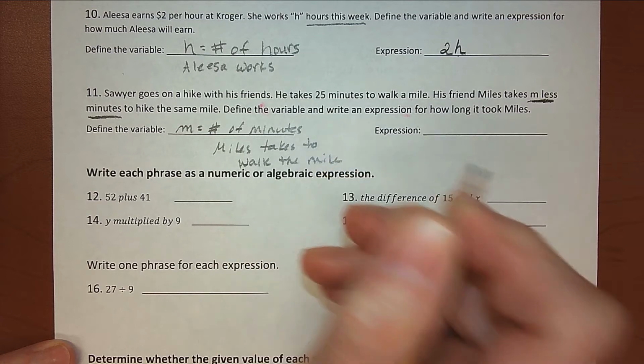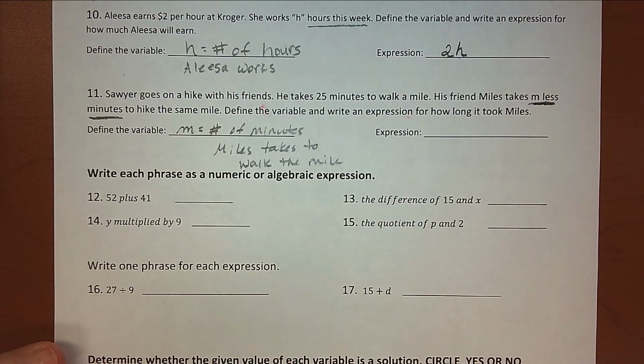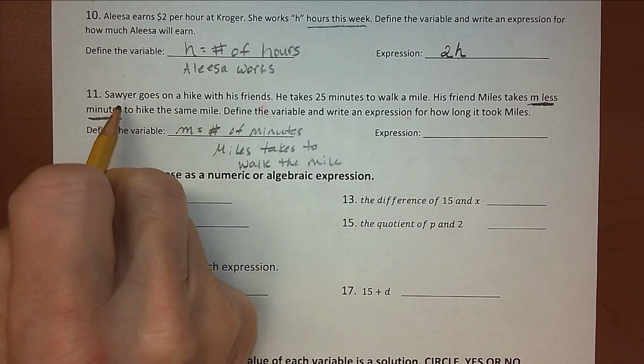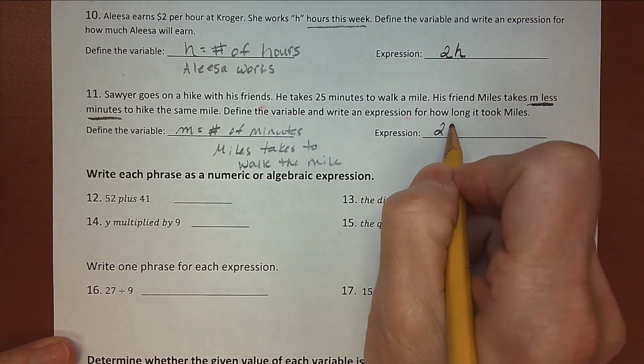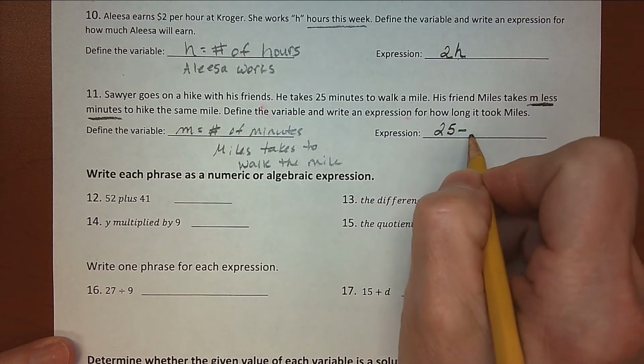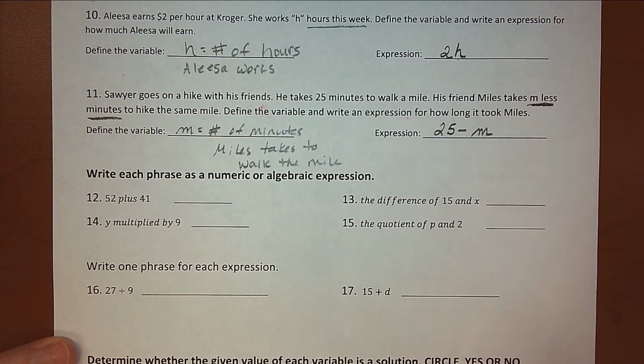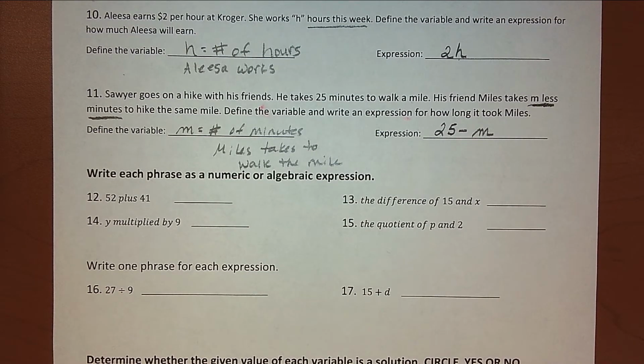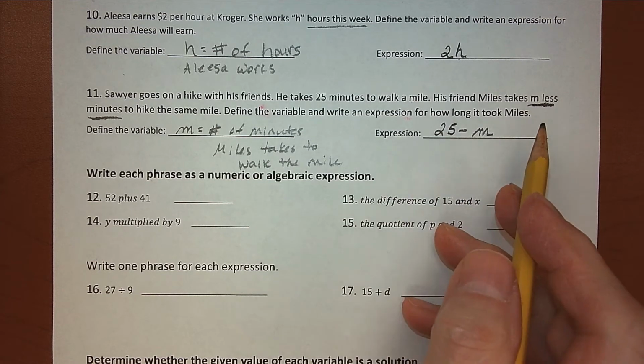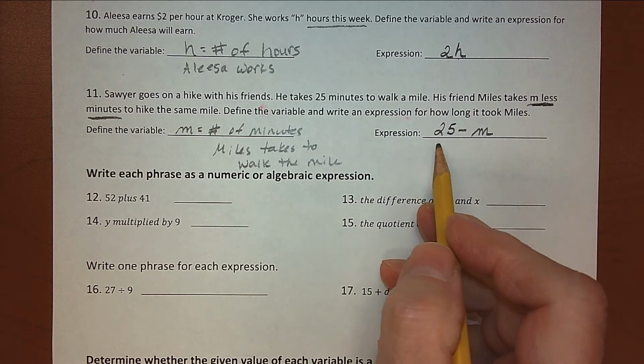All right, so again, if Miles takes less time to walk the mile, then we want to take Sawyer's amount of 25 minutes, and we want to subtract the M minutes for Miles. So to figure out how long it took Miles to walk the mile, we take 25 and subtract M.